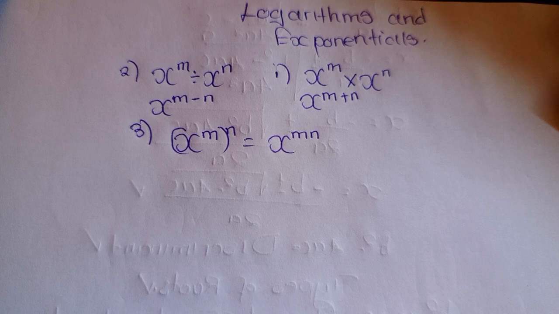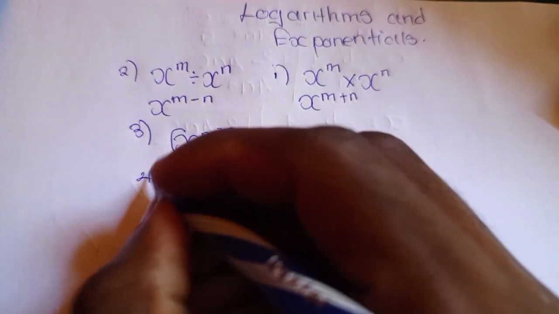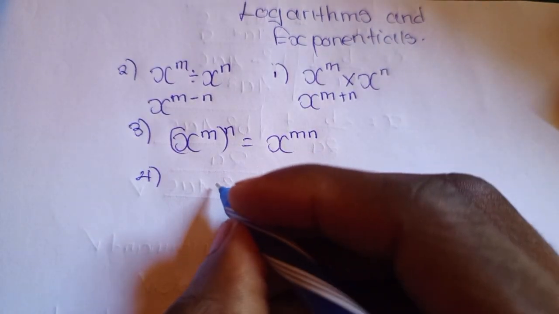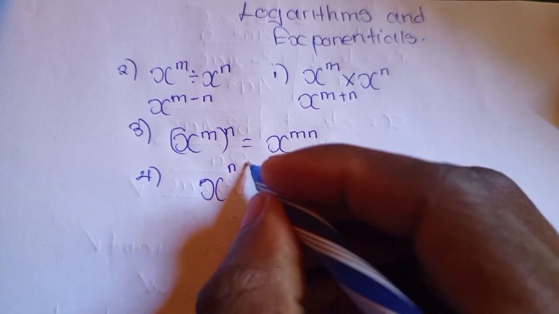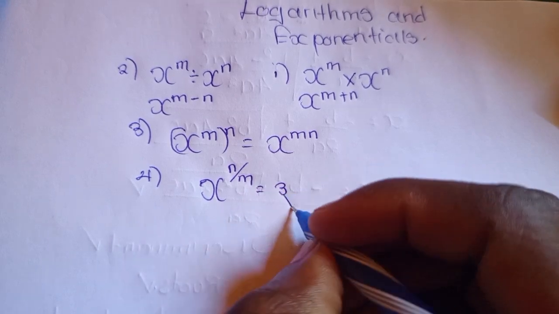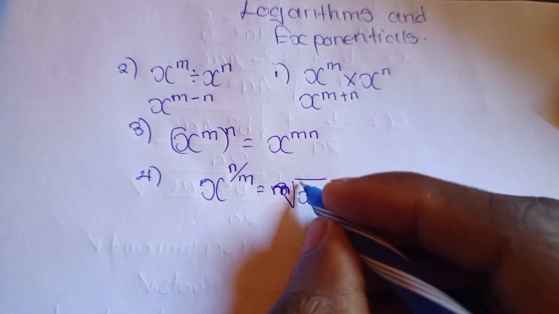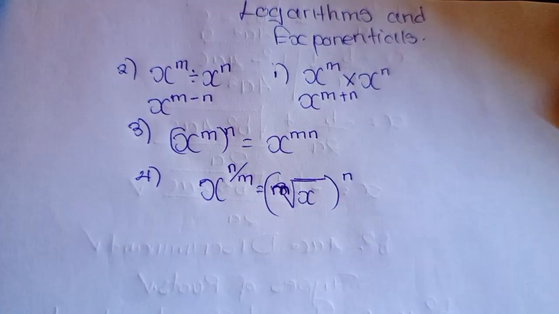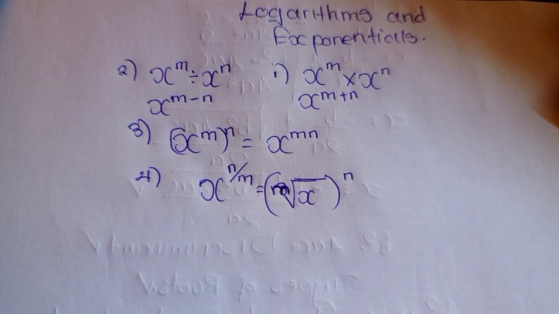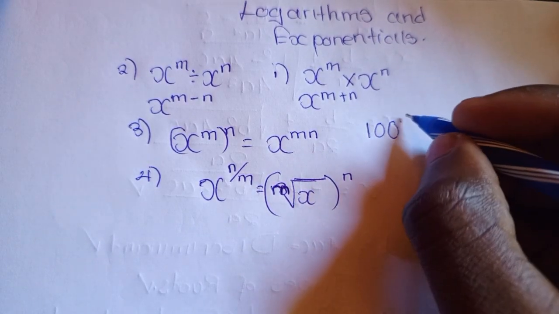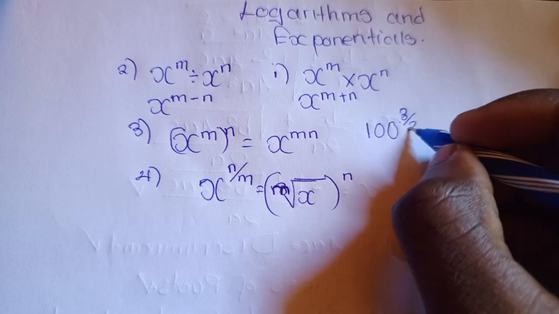The other thing that we can add as our rule number 4 is fractional indices, where we know that x to the power n over m is the same as the m-th root of x to the power n. So let us use these rules to handle questions like finding the value of 100 to the power 3 over 2.